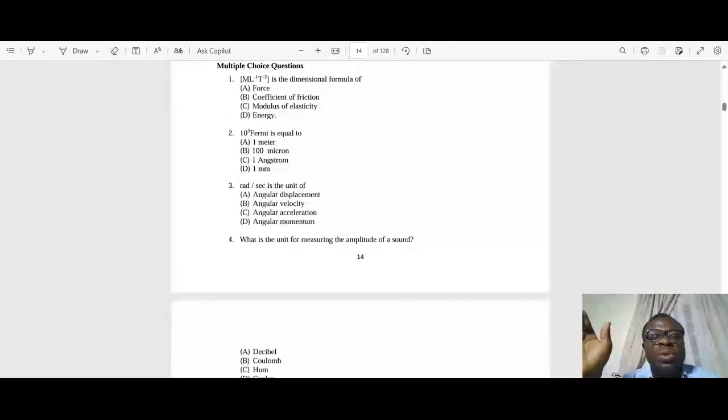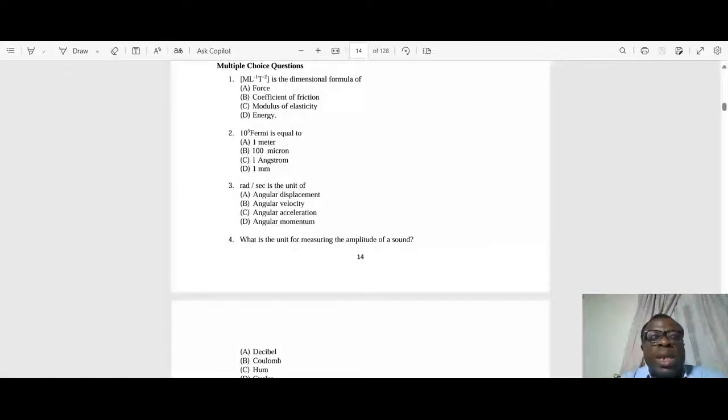I said that for you to know the dimension of a quantity, you must either know the formula or the unit. The unit of modulus of elasticity is newtons per meter square. Newtons is a force, and the dimension of force is M L T raised to power minus 2, while the dimension of meter square is L square. So divide by L square, and you now have M L raised to power minus 1 T raised to power minus 2. So C is the answer.